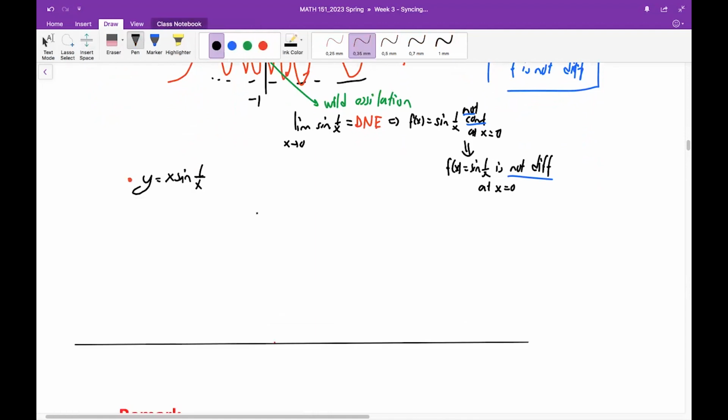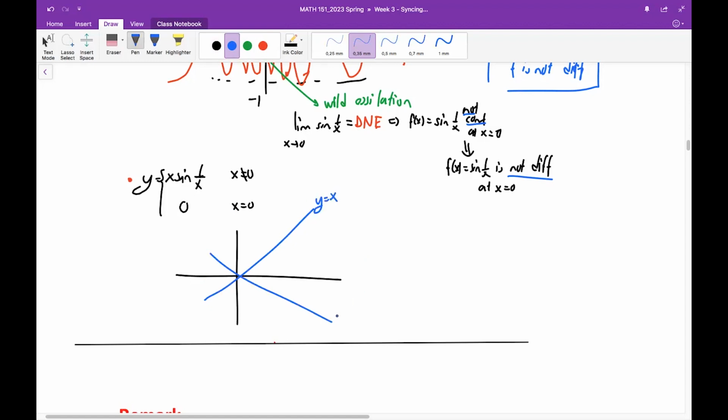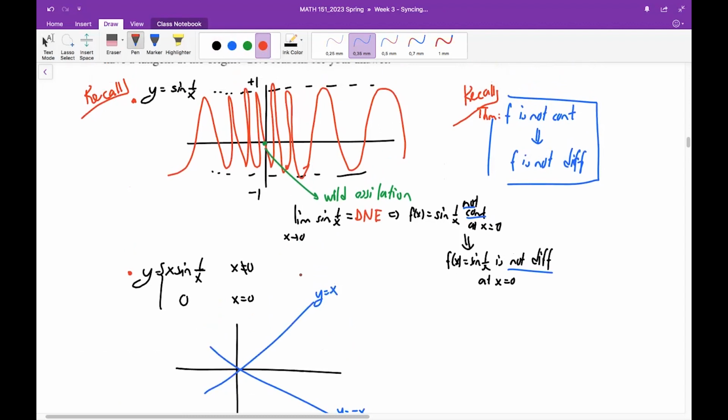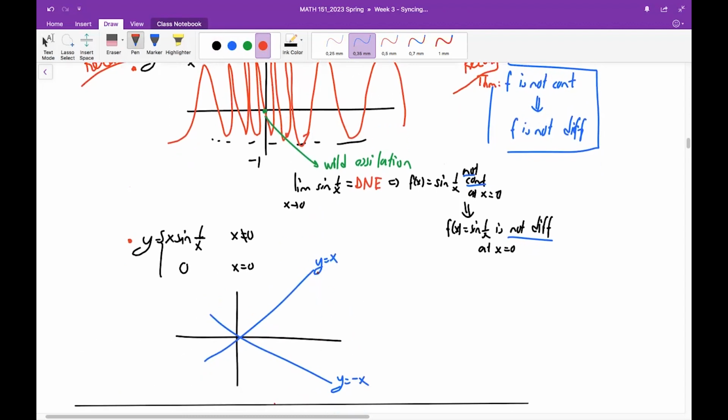Now let me draw the graph of it. This time we are dealing with this function. If x is different than 0, it is defined like that. If x is 0, let's define it as 0. So this time I need to draw these lines: y equals x and y equals -x. I will draw the same curve, but now I need to draw it between these two lines. These two lines bound my curve now. If you multiply by x, this happens.